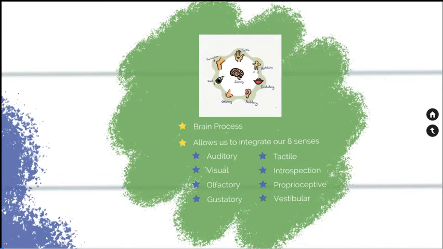So what is sensory integration? Sensory integration is a term that has been used to describe processes in the brain that will allow us to take information we receive from our 8 unique senses, organize it, and respond appropriately. Most people know about our 5 primary senses, which are auditory, visual, olfactory, gustatory, and tactile, but we also have 3 more senses that are not as well known. Those include introspection, proprioception, and vestibular senses, which we will talk about much later in the video. Sensory processing difficulties can lead to deficits that can cause problems and affect behavior and life skills.